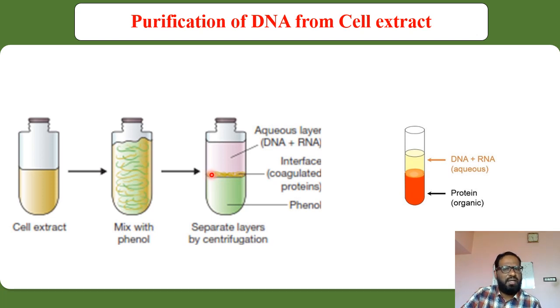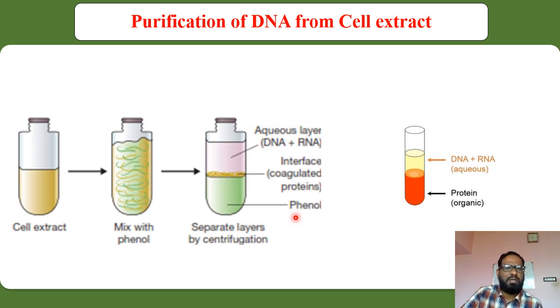Once the proteins are degraded by means of the phenol, all the proteins will settle at this particular region. That's why, once the centrifugation is done, you get an aqueous solution that will have DNA and RNA, and an organic solution, and at the center you will get the protein. Now you have to take this aqueous layer from the tube and separate it. Once you have done that, you will get a partially purified cell extract.